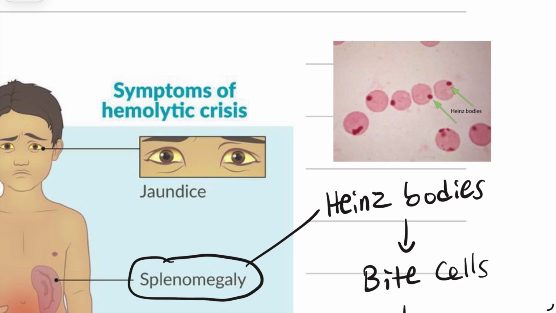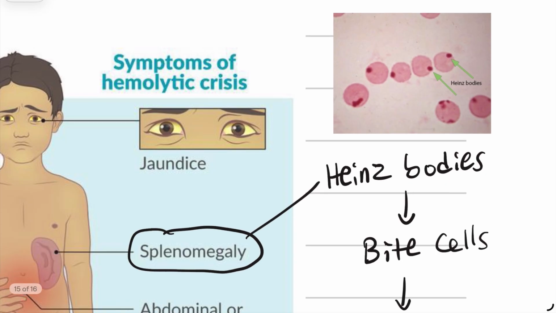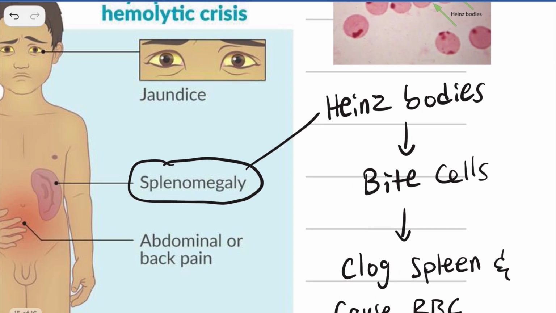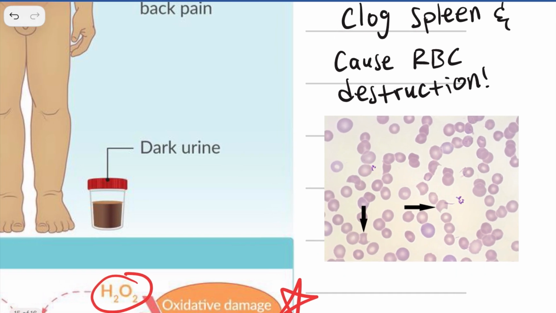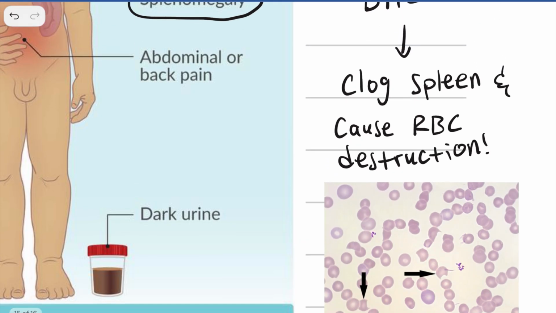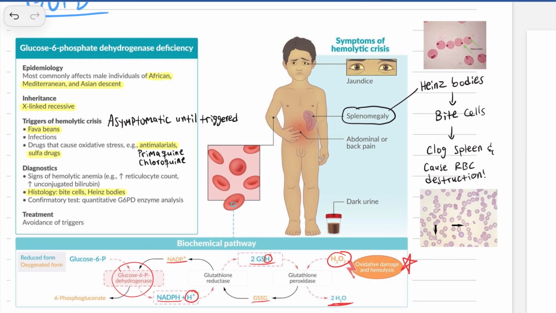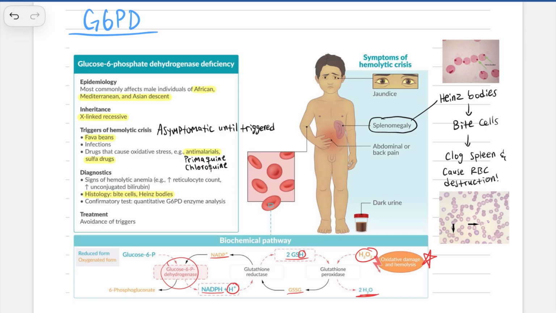Here's an image of Heinz bodies. And the spleen recognizes these as incorrectly made. It's going to try and get rid of them, and it's going to take bites out of them. That turns them into Bite cells, which you see here. But these Bite cells are the wrong shape, so they clog the spleen and cause red blood cell destruction. And that's where you get the splenomegaly, because the spleen is being overworked, so it enlarges.